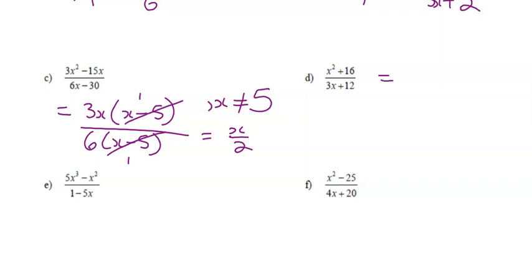Okay, try the next one. So factor numerator, factor denominator, state non-permissible values from the factored form of only the denominator. And reduce.